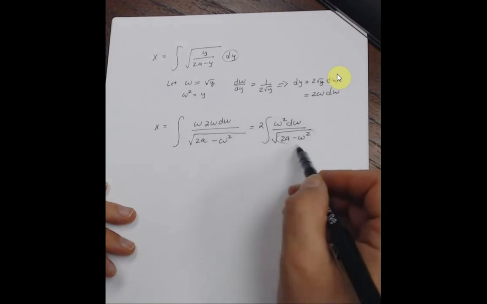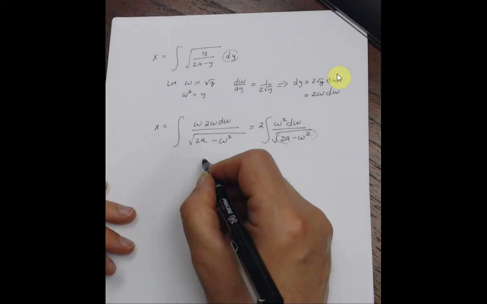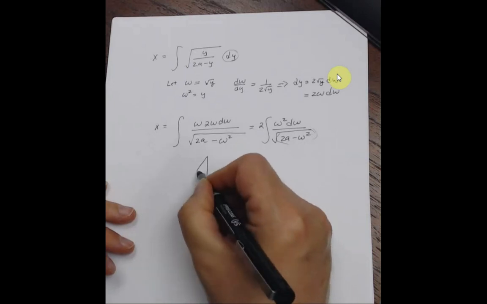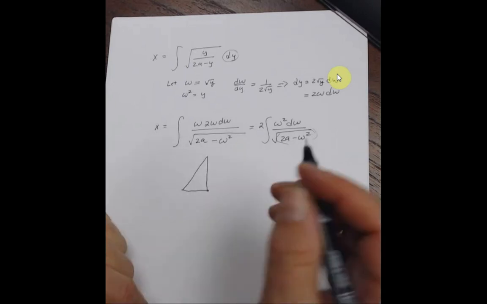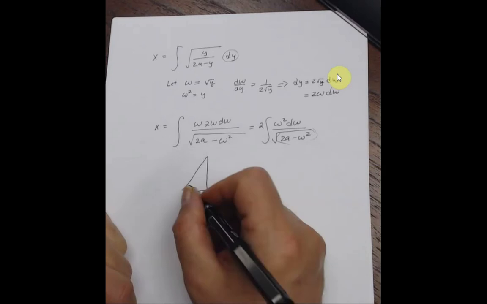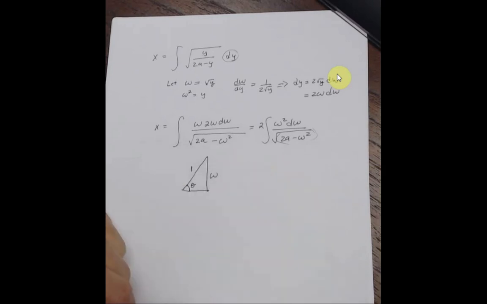So whenever I see something like this, a square root of something on the bottom with dw here, w squared down here, I think of trig substitution. So I draw a little triangle, and I try some things. So here's going to be my theta. I'm going to put w here. I'm going to make this side 1.